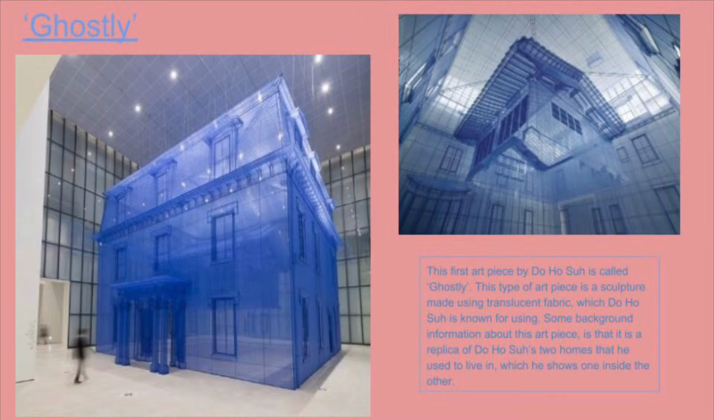This first art piece by Ho Suh is called Ghostly. This type of art piece is a sculpture made using translucent fabric, which Ho Suh is known for using. Some background information about this art piece is that it is a replica of Ho Suh's 2 homes that he used to live in, which he shows one inside the other. Here are 2 images that show a closer look of Ghostly.